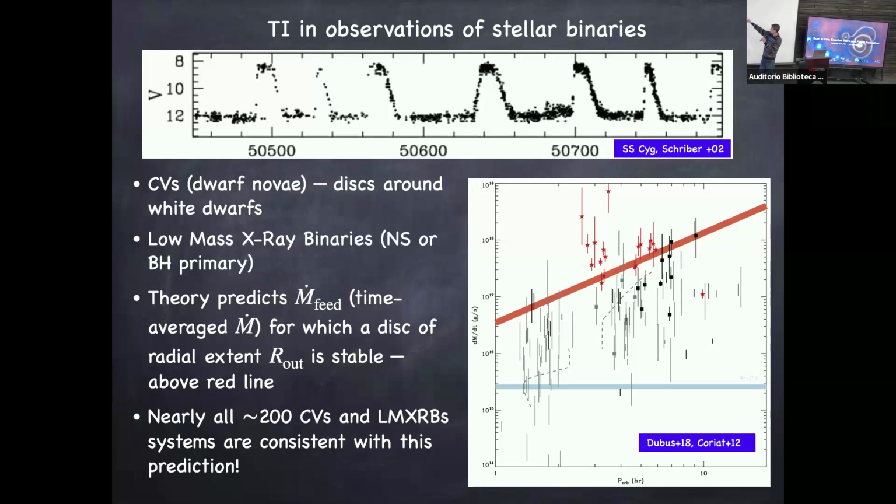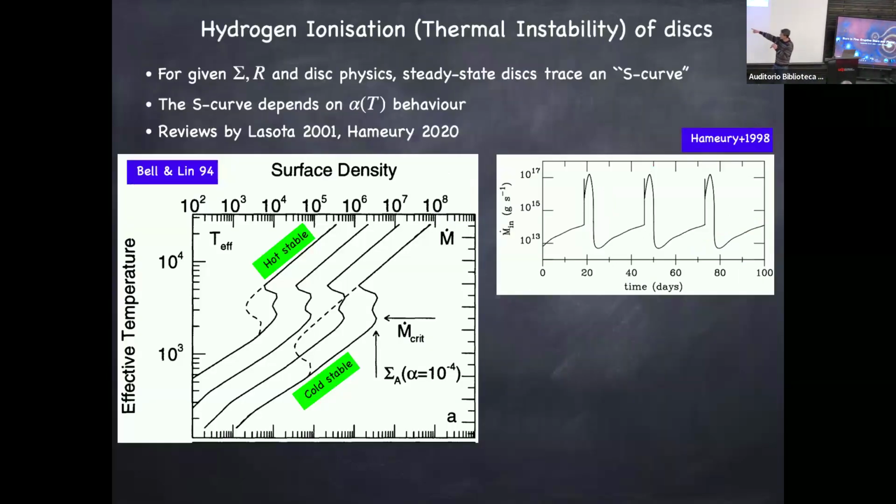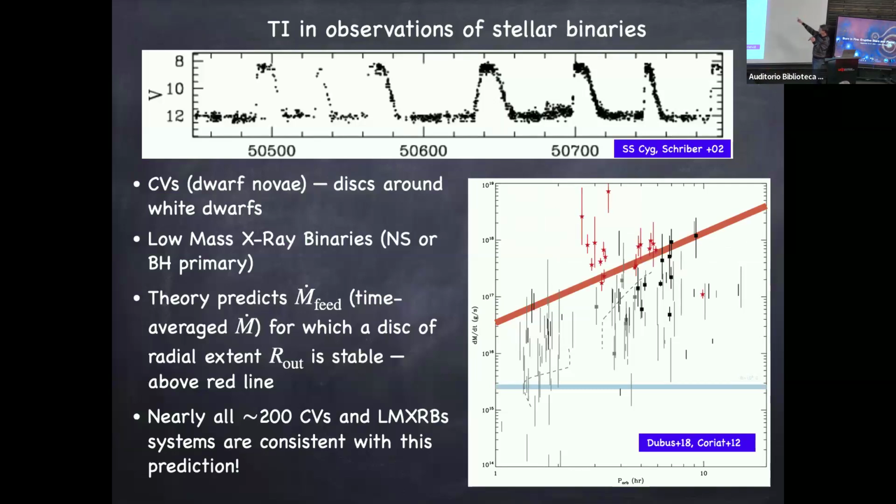What we show is the accretion rate for different systems as a function of the binary period. Binary period is important because that sets the size of your accretion disk. And the theory predicts the accretion rate for which the whole of your disk is on the edge of the S curve, up there on the hot branch. And that scales with binary period, like this red line. And so what we show here in red are systems that are always stable from observations. The rest are unstable.